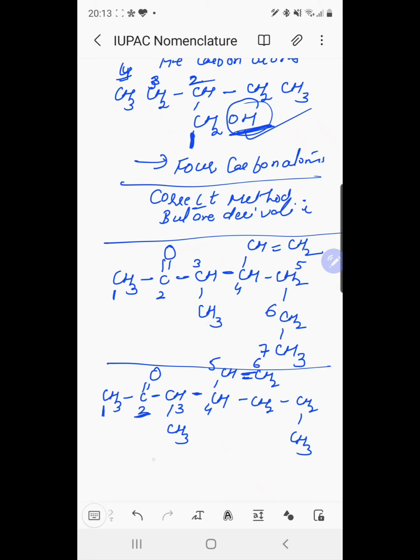So the longest chain in this case is of 6 carbon atoms rather than 7 carbon atoms. So the first method is incorrect and the second one is the correct method. So our first rule is: select the longest possible chain of carbon atoms containing the functional group and maximum number of multiple bonds as the parent chain, without caring whether it also denotes the longest possible chain of carbon atoms or not.